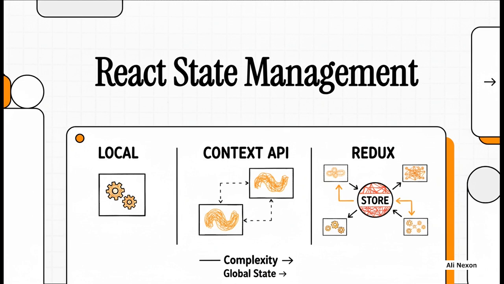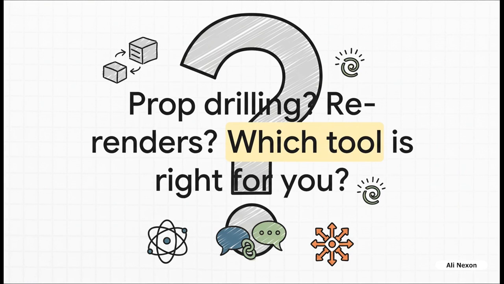Prop drilling, right? That feeling of passing data down through like 5, 6, 7 components. Or what about when you make one tiny change and you watch your whole app needlessly re-render? It's a real pain. Getting state management right is absolutely key to a fast, scalable app, and we're about to show you exactly how to nail it.